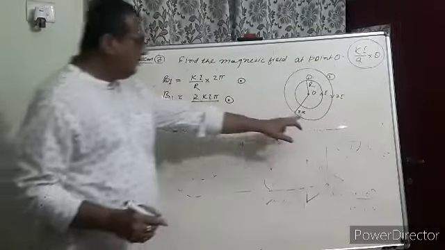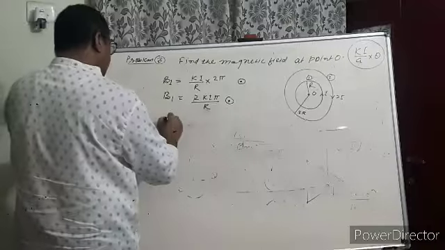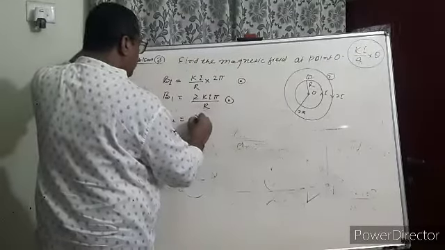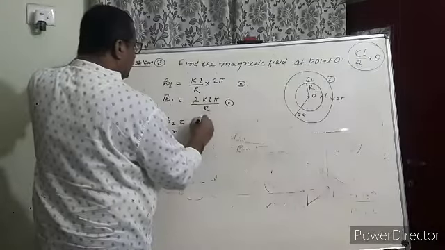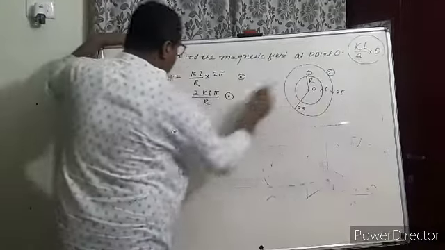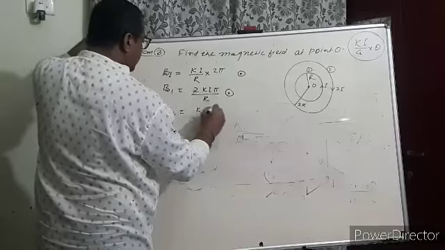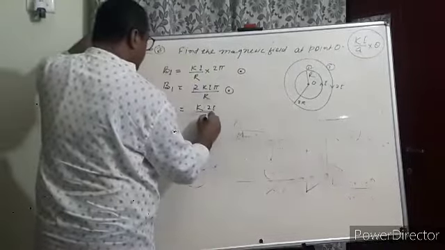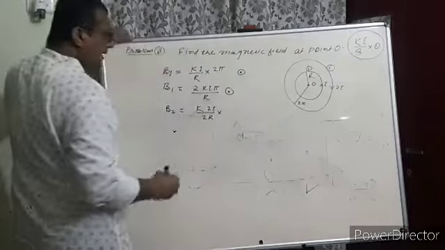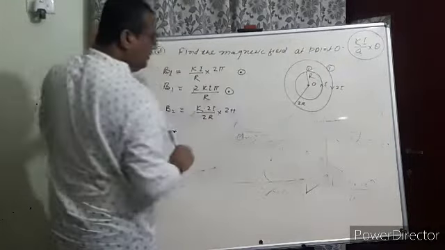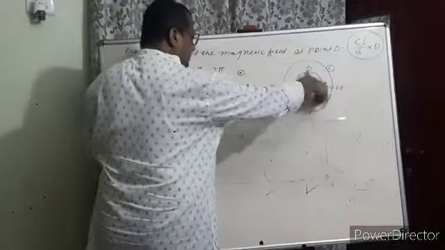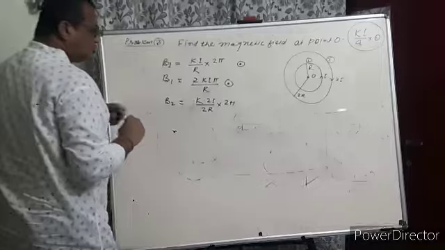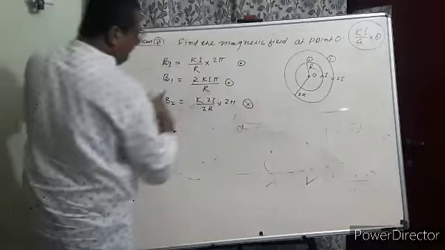Similarly, for the second wire, this is B2. B2 will be equal to K, in place of I, this will be 2I. Radius, this radius is 2R, into angle 2 pi. Now this is the direction of current, so the thumb is going inward, so the magnetic field will be inward.